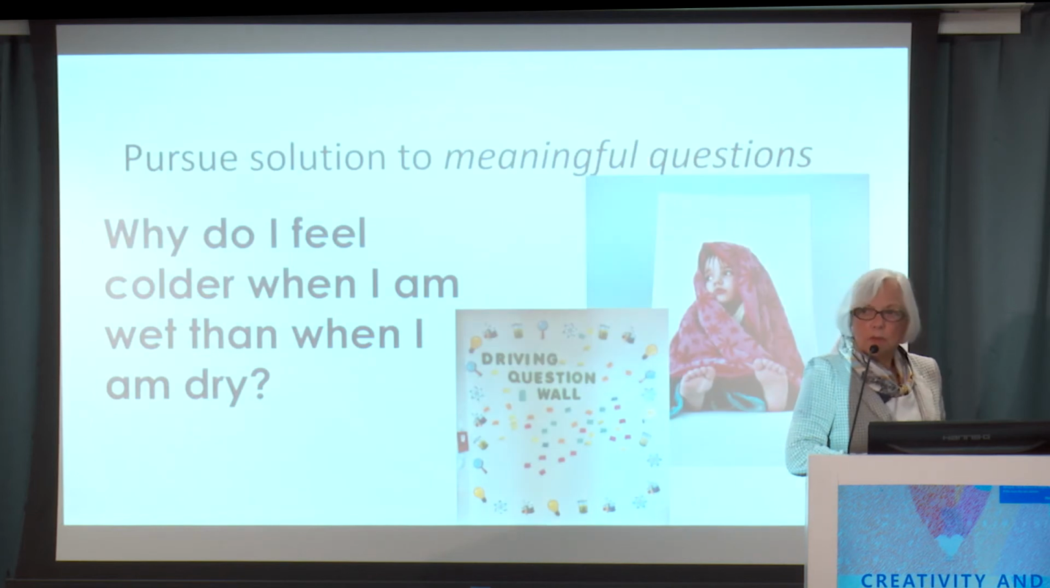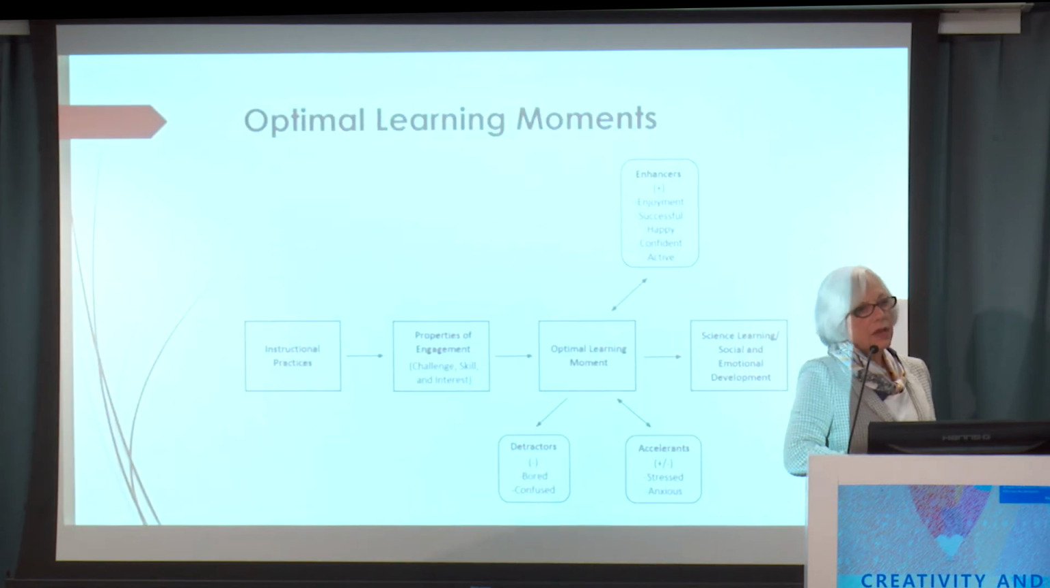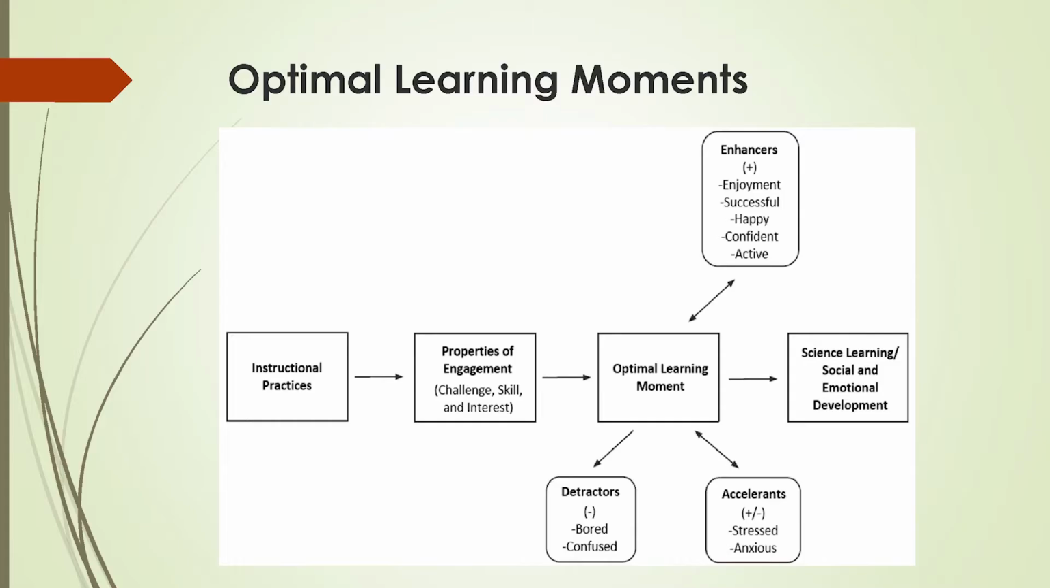So what is driving all of this? What's driving all of this is that you have to ask a meaningful question. Why, for example, do I feel colder when I'm wet than when I'm dry? What is the reason for all of these things? And then part of that meaningful question comes into our model of engagement. Our model of engagement is based on these social and emotional measures. So here again, we're trying to look at social and emotional measures.